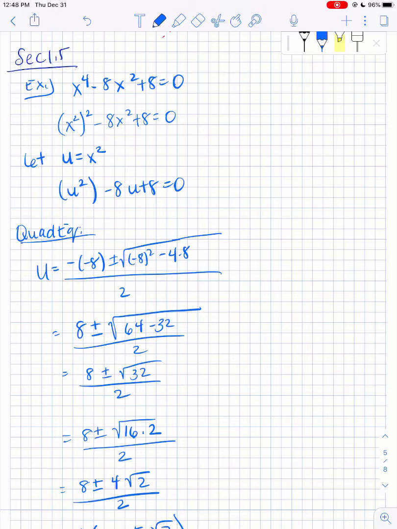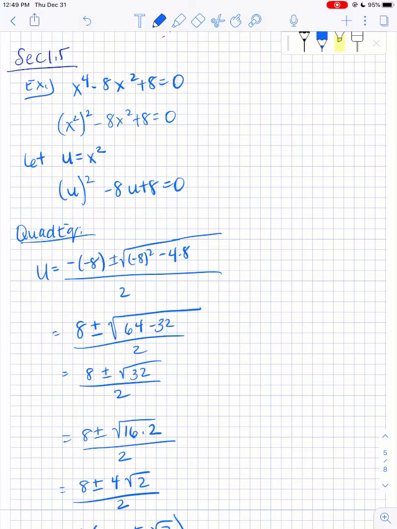So for this example, I have x to the 4th minus 8x squared plus 8 equals 0. So I'm going to rewrite my x to the 4th. So I go ahead and rewrite that as x squared squared, which is kind of like when we did our difference of 2 squares when I'm rewriting things. So that's the same as x to the 4th because 2 times 2 is 4. So here I'm going to go ahead and let my u be x squared, because if I do that, then it's going to be the same.